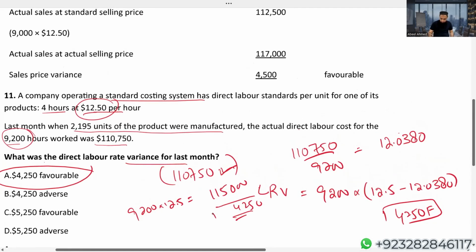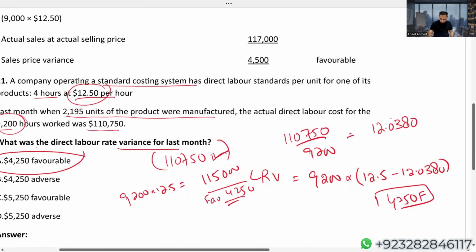So it is up to you how you solve the question. The main concept is very simple: if your actual labor cost is less than the cost which should have been according to the standard, then your labor rate variance is favorable.